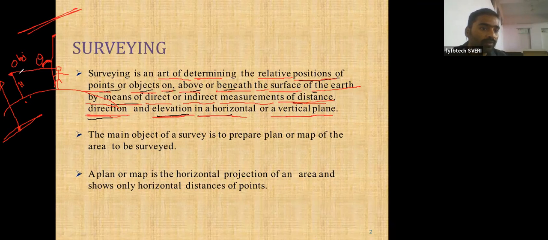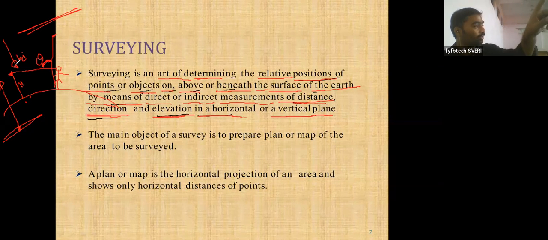With respect to this point, this object is at a deeper depth. So that point, compared with another point, what you are specifying is called elevation. Whenever there is one object, I have to determine its relative position, its distance, or its direction, or its elevation, and where it is: whether it is on the surface of the earth, above the surface of the earth, or below the surface of the earth. That entire study is called surveying.